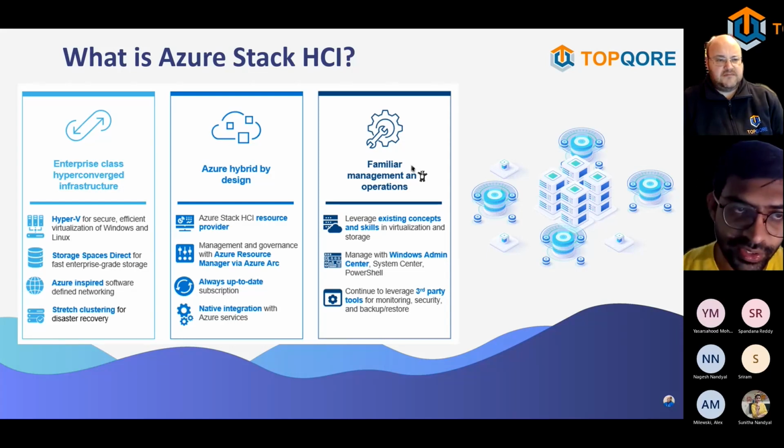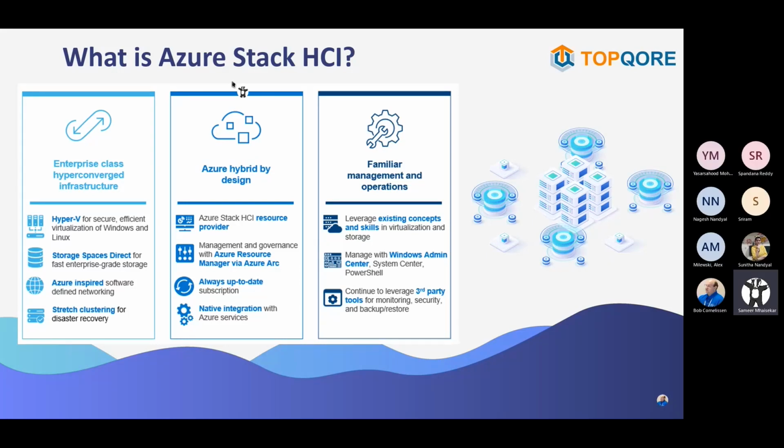So we also specifically wanted to call out stretch clustering for disaster recovery. The best practice is always that you have a primary site and also a secondary site. In the event of the primary site going down, you have your data replicated to a secondary site. This is a built-in feature for Azure Stack HCI.